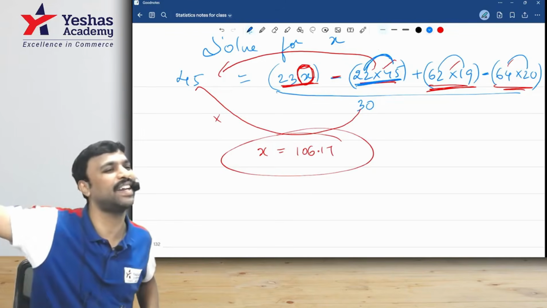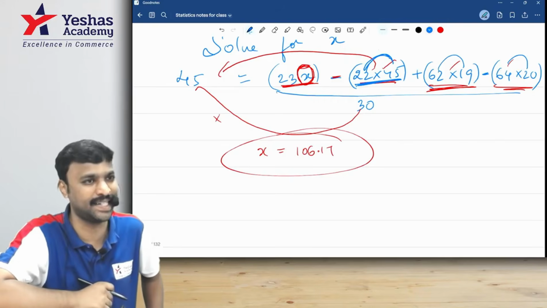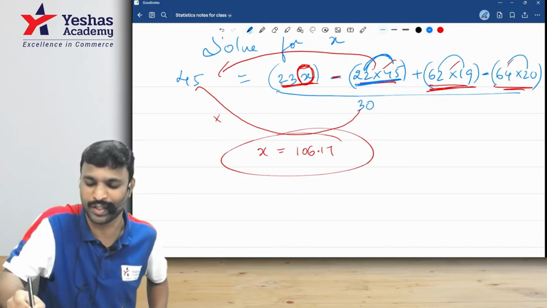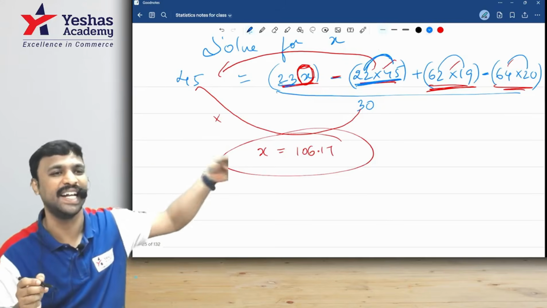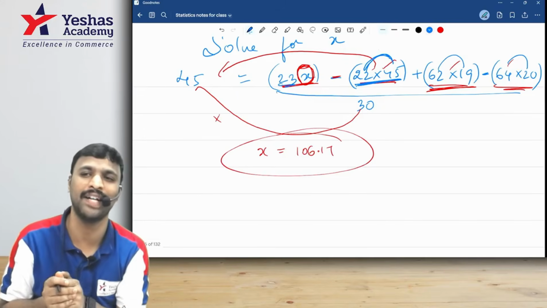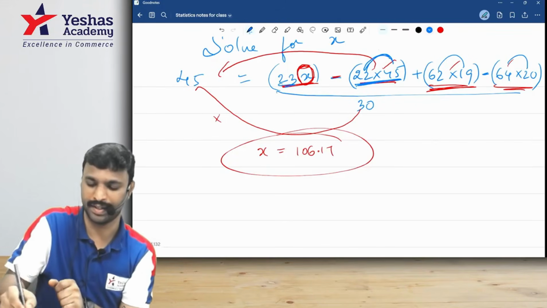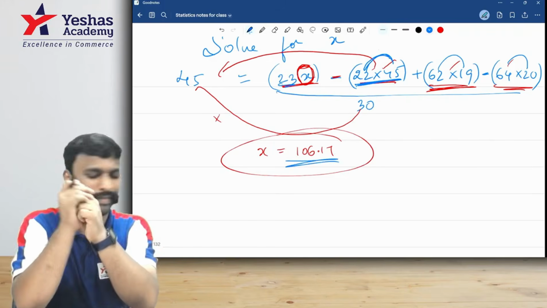But what we have on the right hand side now? 23x. What we want? X. So divide 23 or multiply 23? Because 23 is multiplied with x. When it is taken to the other side, it gets divided. So divided by 23. Have you understood? What is the result? 106.17. Do you want to solve one more? Please take.